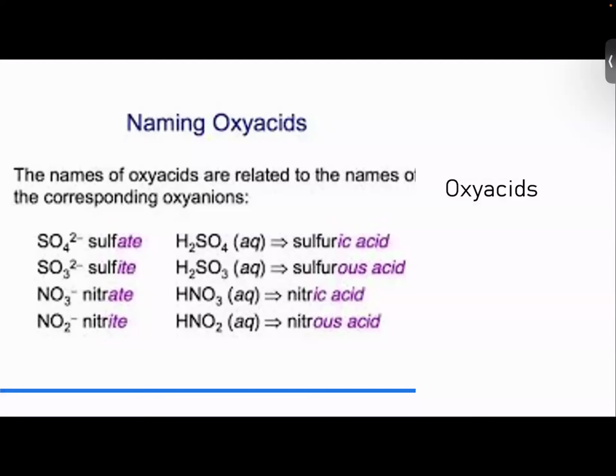Again, the oxyacids. It's related to the name of the oxyanion, the polyatomic ion. If the polyatomic ion ends in ATE, then the acid ends in ic acid. If the polyatomic ion ends in ITE, then the acid ends in ous acid. That is true for all of them. ATE is ic acid, and ITE is ous acid.